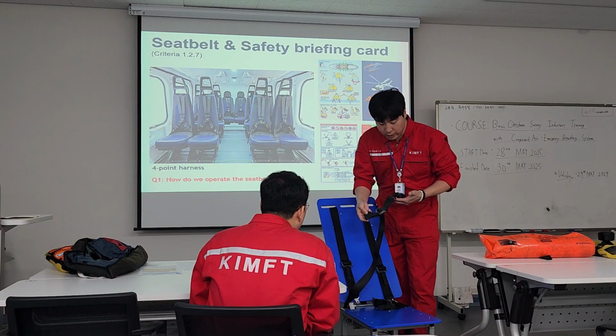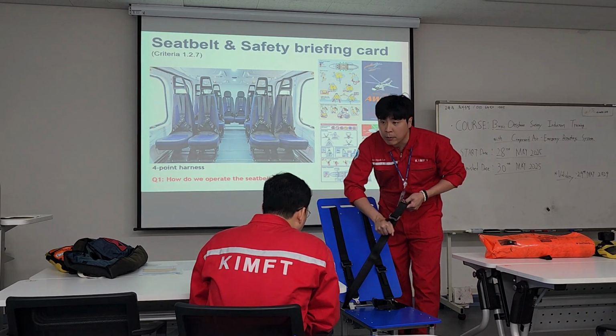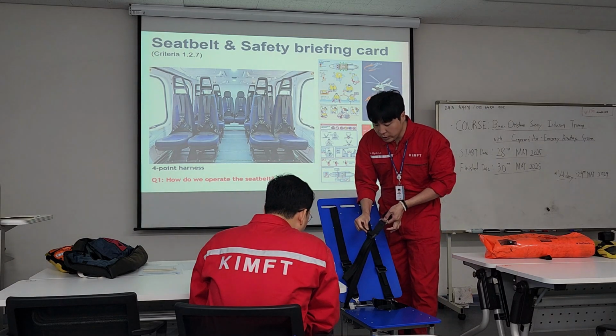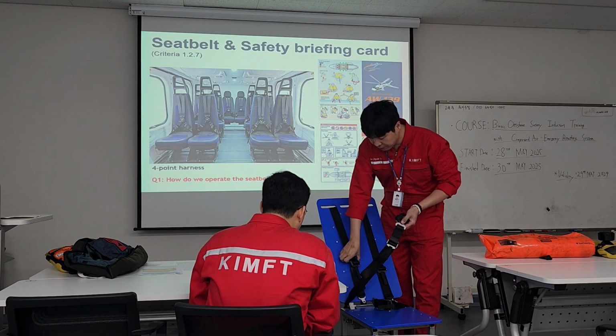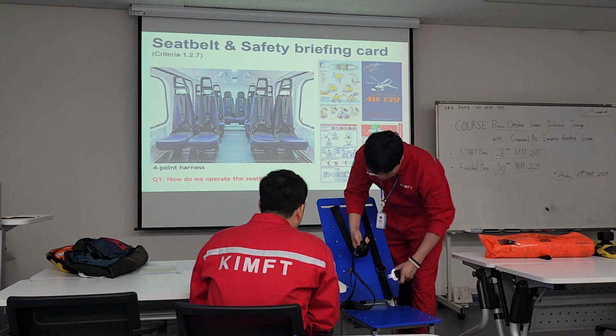One hand towards the end of the strap, the other hand towards the big strap, and pull up. So you can reduce the strap. Short strap, release. Big strap, reduce, and that's it. Also the same. So this is how we use the seat belt.